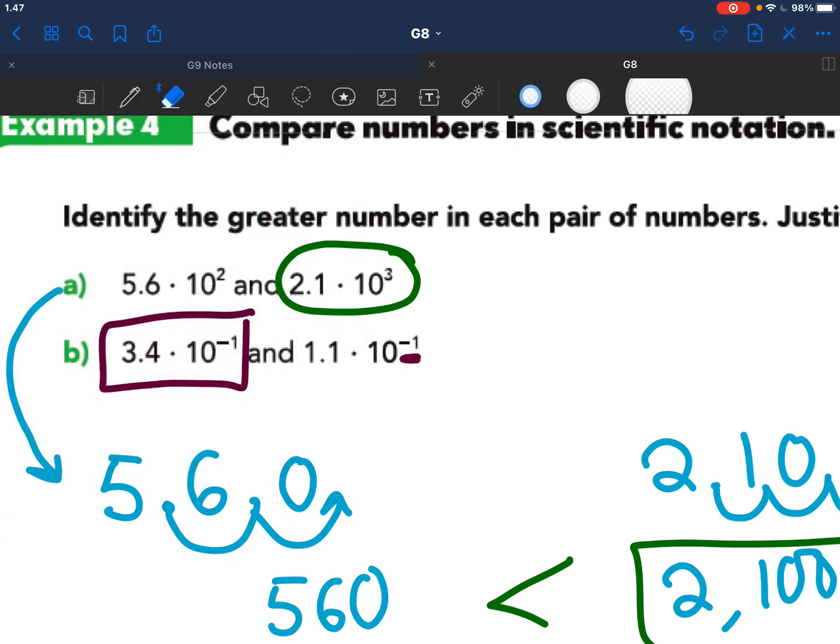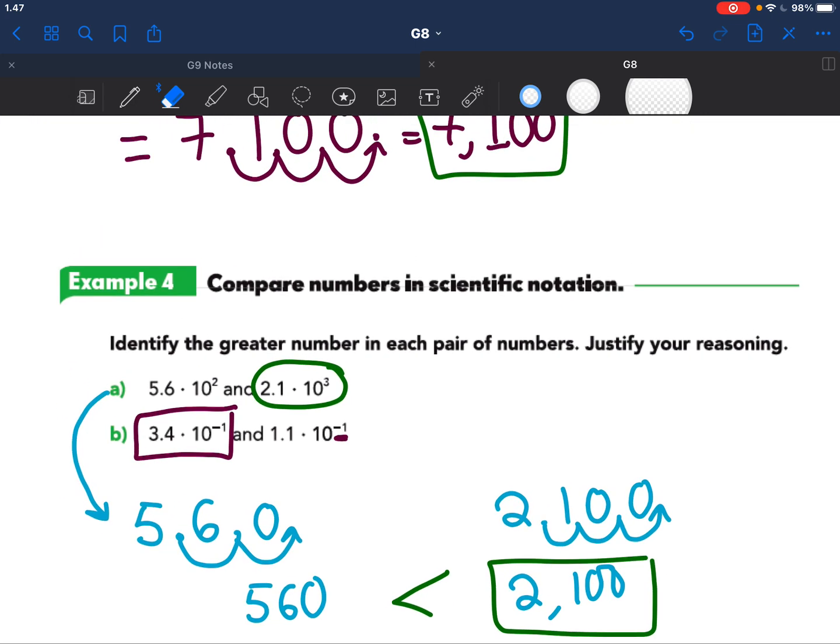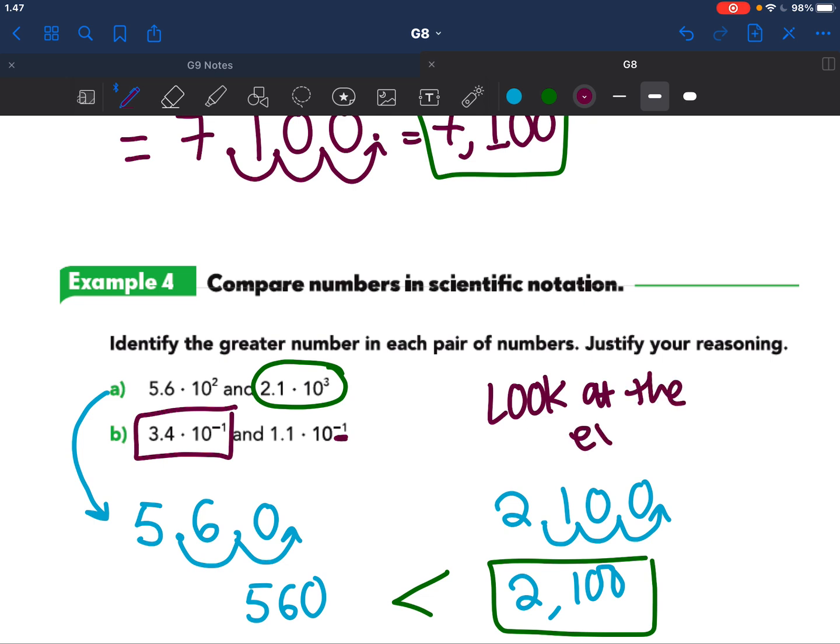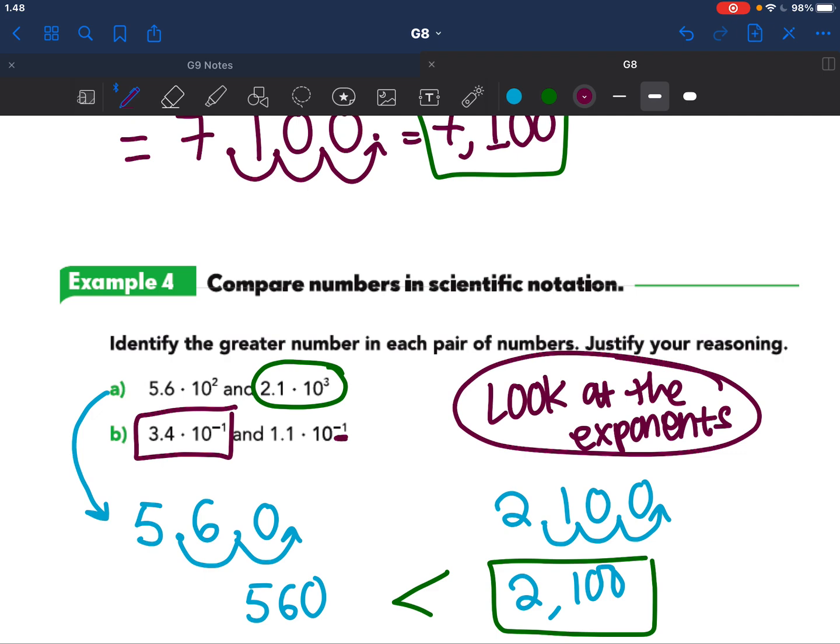So yeah, that's my advice for you. When comparing numbers in scientific notation, look at the exponents first. If one exponent is greater than the other, pick the one that's greater. And then if they have the same exponents, then you can compare coefficients.